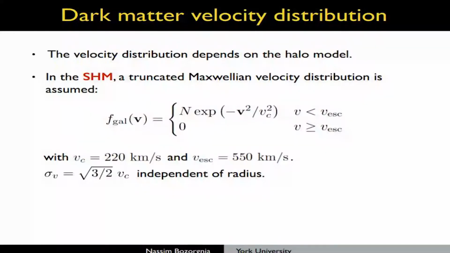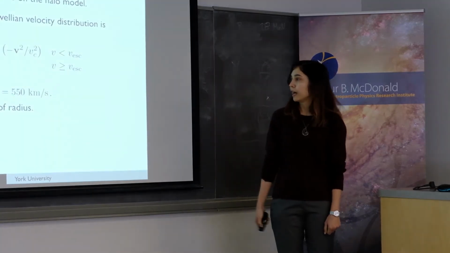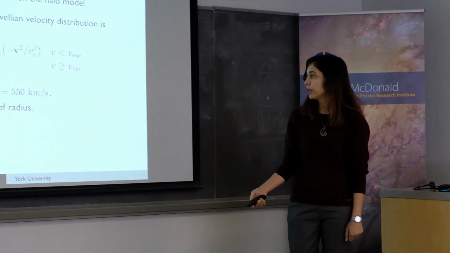The velocity distribution is a bit more complicated. This, as I mentioned, depends on what you assume for your halo model. In the standard halo model, it leads to a Maxwellian velocity distribution, but we also have to take into account the escape speed of the dark matter particles from the galaxy. So we usually put a cutoff on this, so it's a truncated Maxwellian velocity distribution. Again, there are uncertainties in these estimates and recent values for these as well.